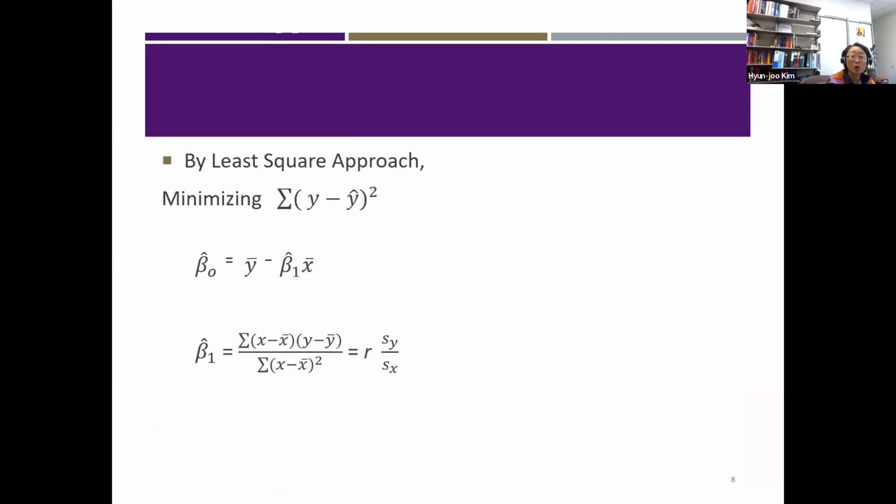If we go one more slide up, remember that R and beta 1 hat have a one-to-one relationship. So when R is positive, your beta 1 hat will be positive. When R is negative, it will be negative. If it is about 0, this one will be equal to 0. So you can see it directly from the formula as well.